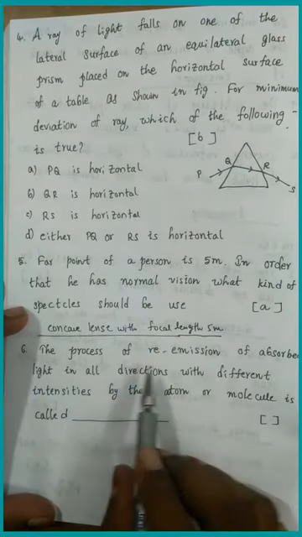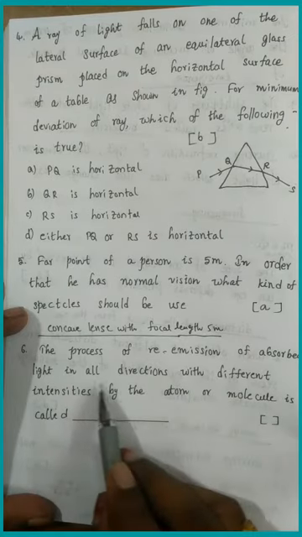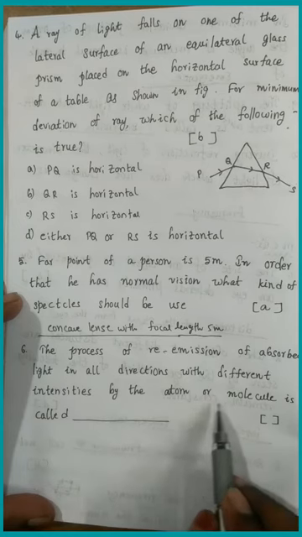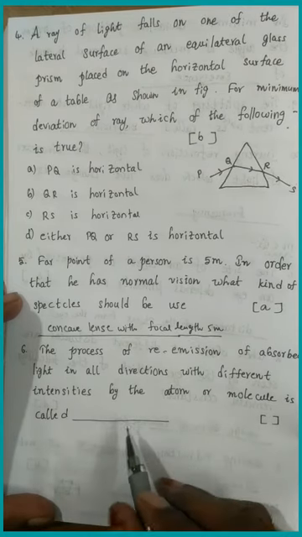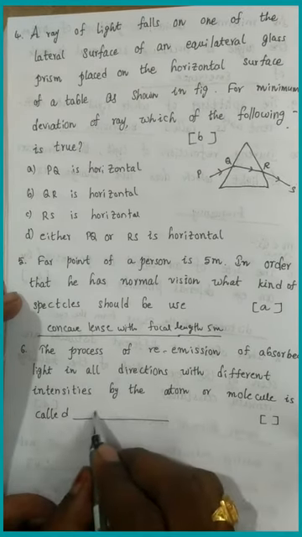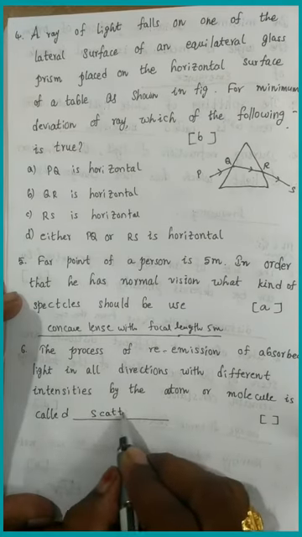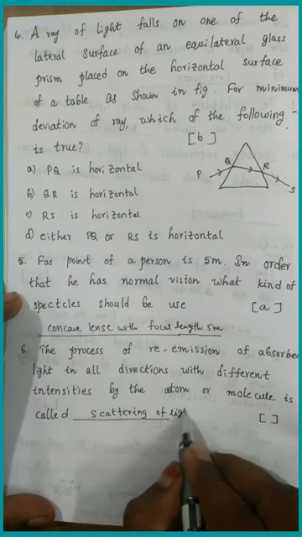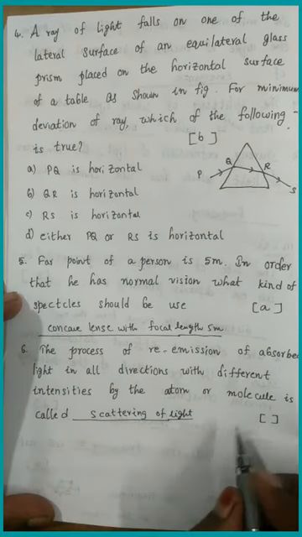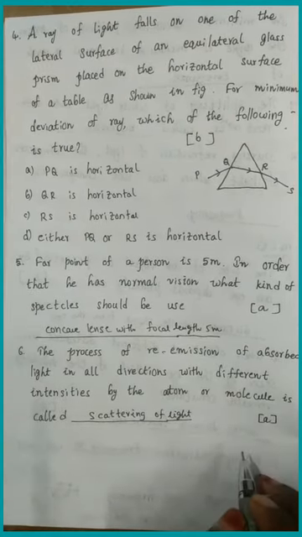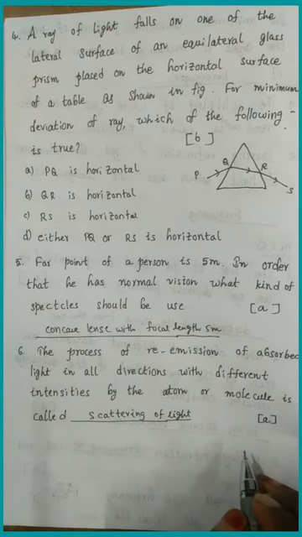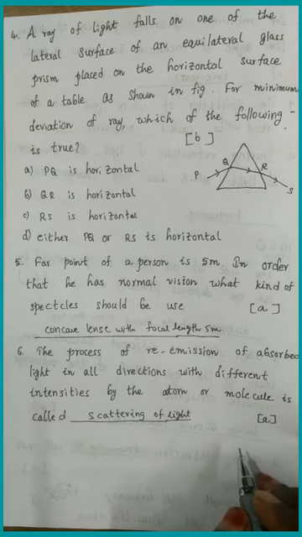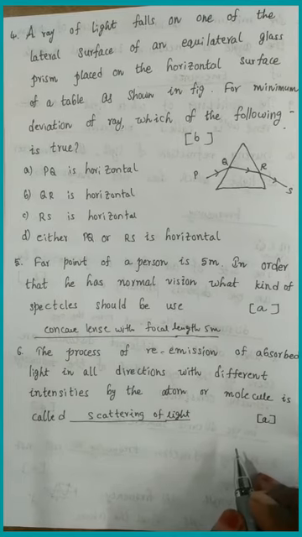And the process of re-emission of absorbed light in all directions with different intensities by the atoms or molecules is called the scattering of the light. Because of the scattering of the light, we observe different colors in the sky at different times. For example, most of the time we observe the sky in blue color. Why do we observe this? Because of the scattering of the light.